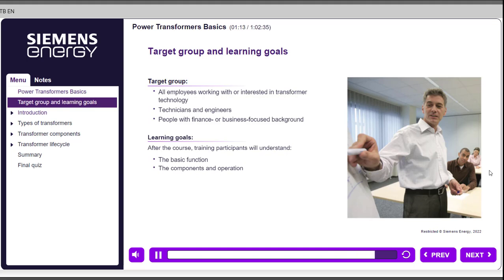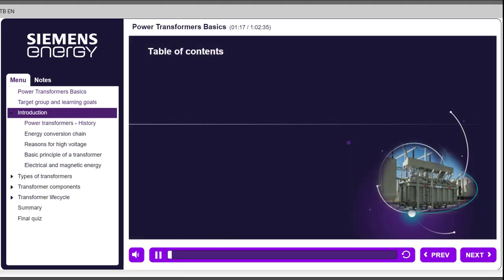This training is structured in 4 main sections. At the beginning of this training, we will cover some basics of the general function of transformers, including a few physical equations and why high voltage is required in power transmission.